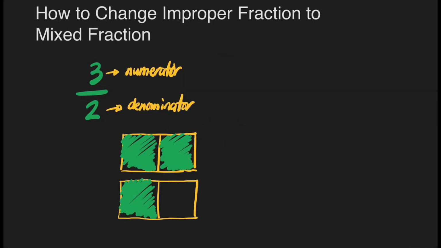The question now is how to change an improper fraction to a mixed fraction. So let's go back to our example a while ago. We had 3 halves and we drew a diagram to represent it. In that diagram, we can actually see the answer. How many wholes can we see there that are completely shaded? That is 1 whole. What fraction is being shaded here? That's 1 half. It means we have 1 whole and 1 half.